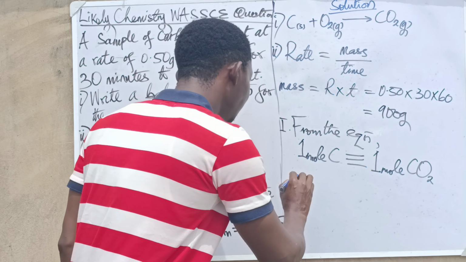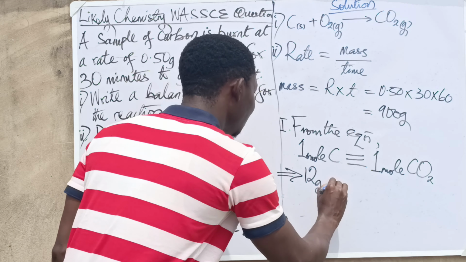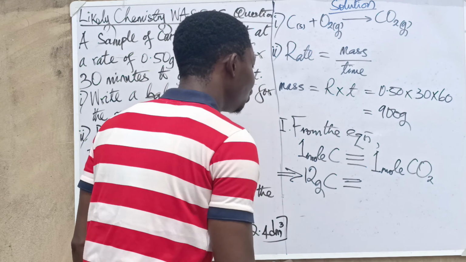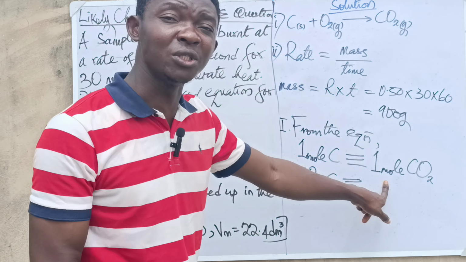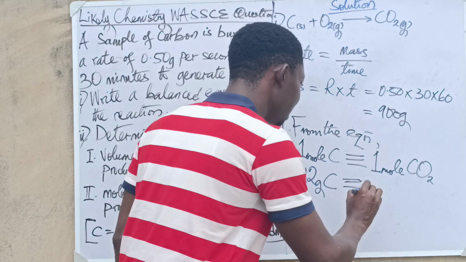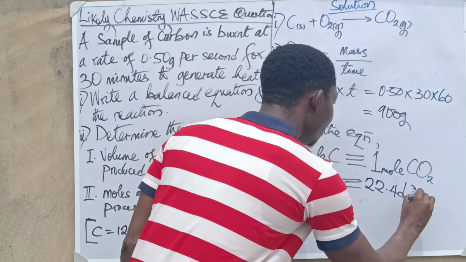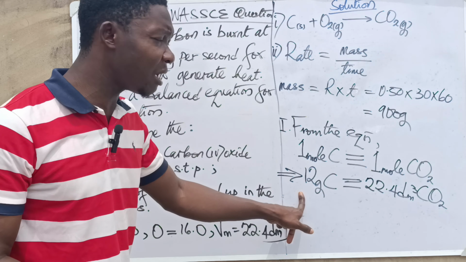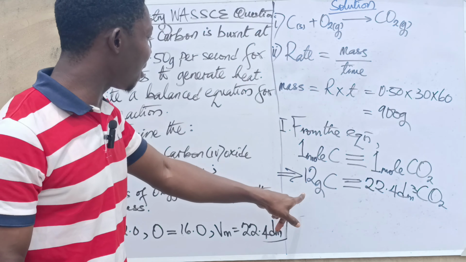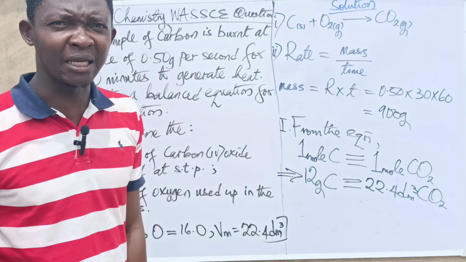12 grams. So this implies that 12 grams of carbon burnt to give us 1 mole of any gas, including CO2, carbon dioxide gas, which is 22.4 dm cube. So this would mean 22.4 dm cube of CO2. So from the balanced chemical equation, 12 grams of carbon burnt to give us 22.4 dm cube of what? Carbon dioxide gas.